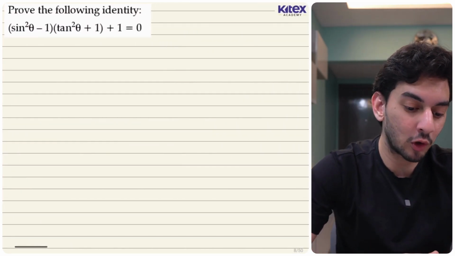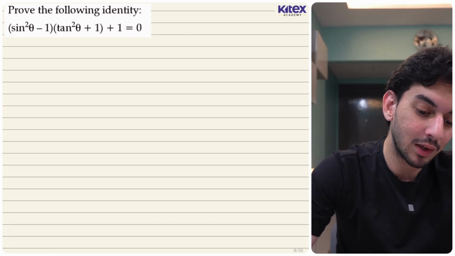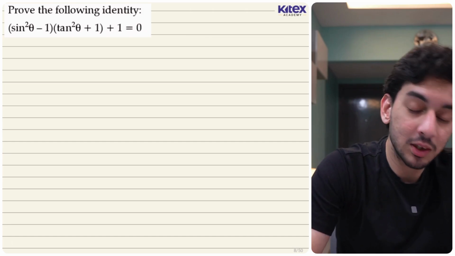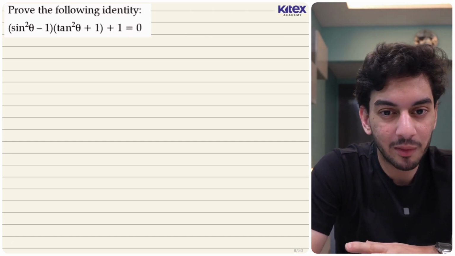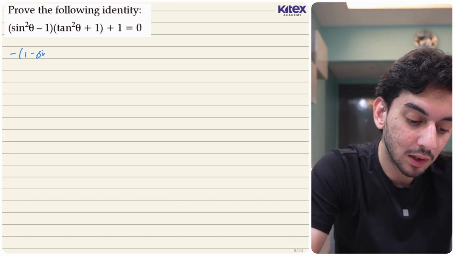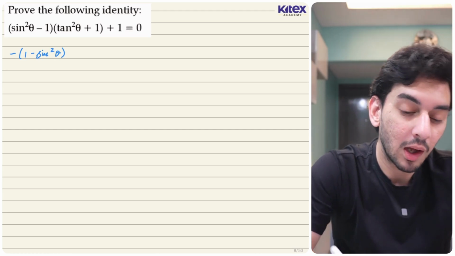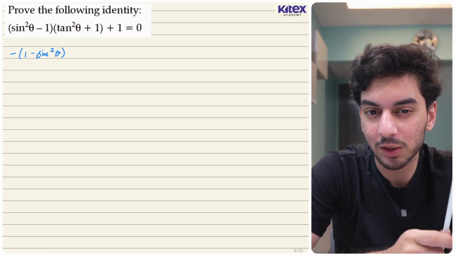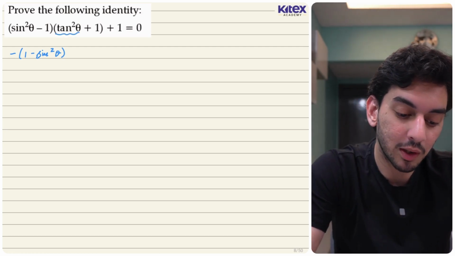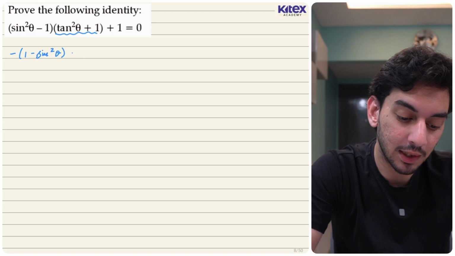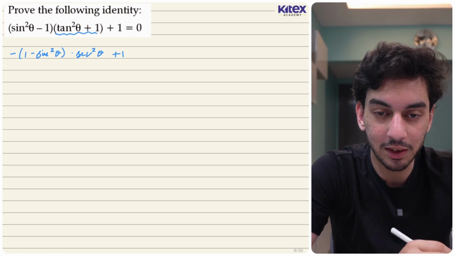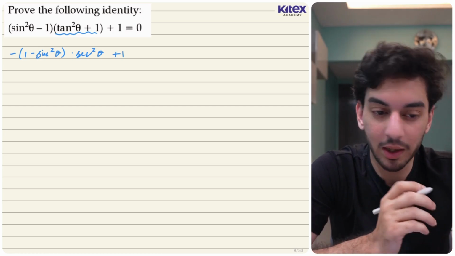It says prove the following identity. Okay, let us start. What do I do? I can see that this sine square theta minus 1 is kind of problematic. So I can pull out a minus sign from there and write it as 1 minus sine square theta. And we know there is an identity which says sec square theta is 1 plus tan square theta. So instead of this tan square theta plus 1, I can write sec square theta, plus a 1 remains as it is. Now 1 minus sine square theta is cos square theta.